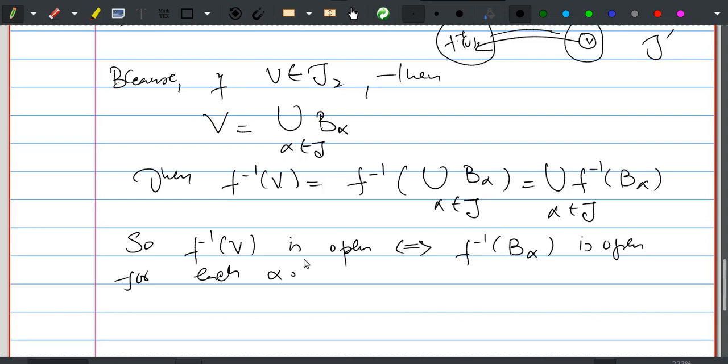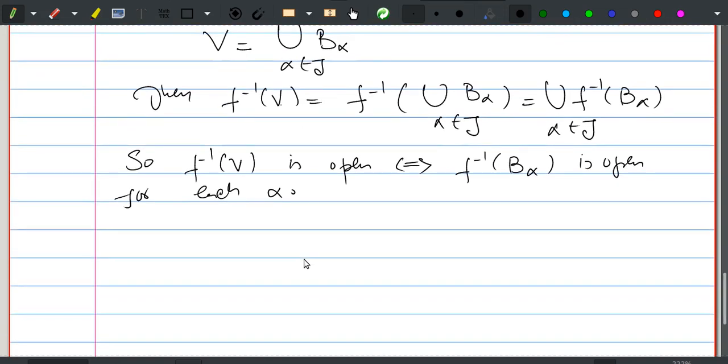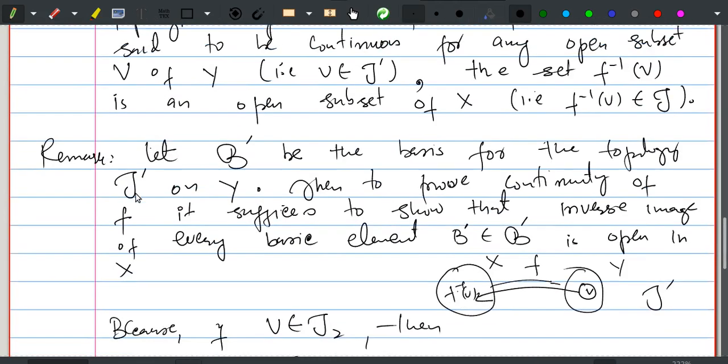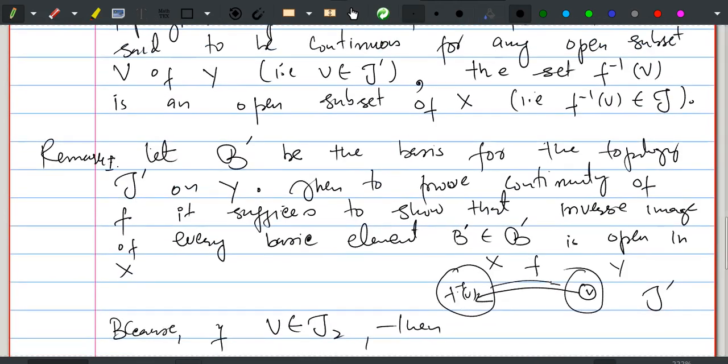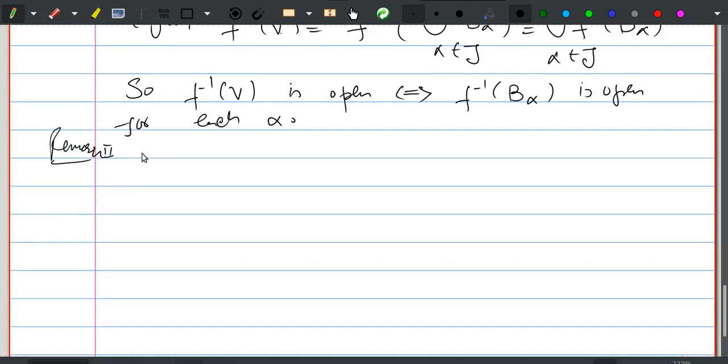Now, this was the case when we are given a basis. This is also true if we are given a sub basis. I mean, to check whether a function is continuous or not, we only need to check whether the inverse images of sub basic elements are open or not. So let us make this remark too. This is our remark first.